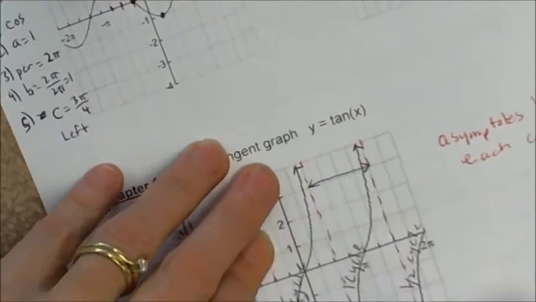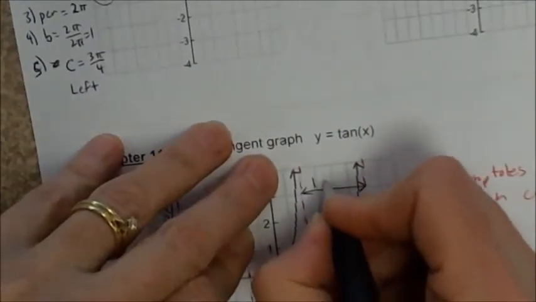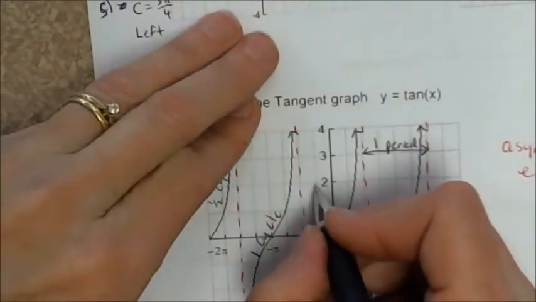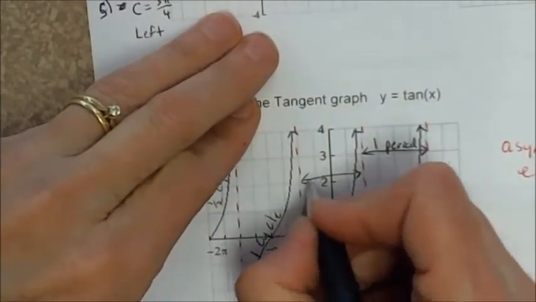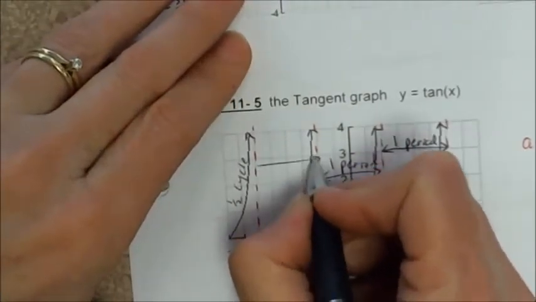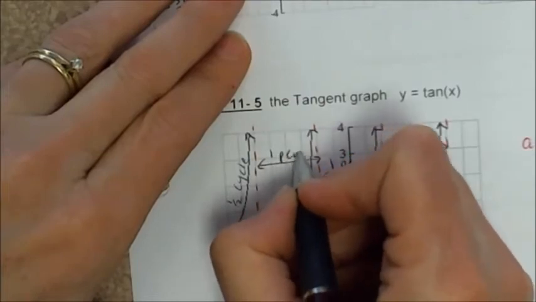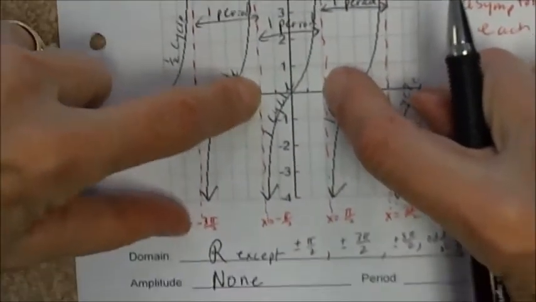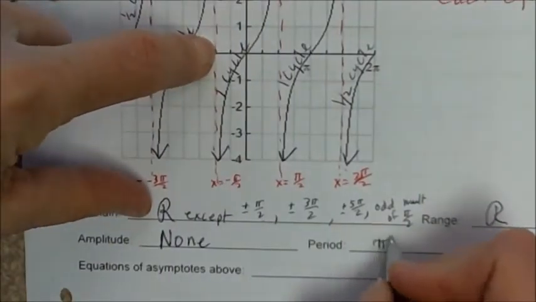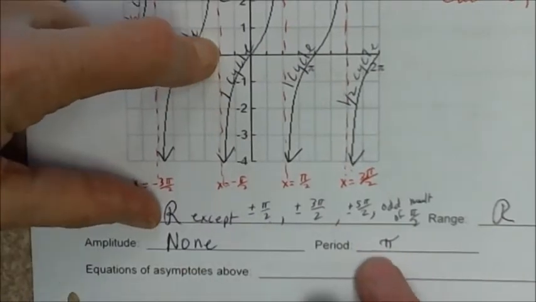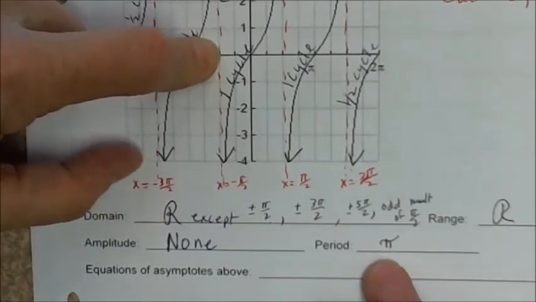The period of this graph, the period is the distance between each one of these asymptotes. So if you want to put a little arrow here, this is one period. One cycle finishes up in one period. So one period between each one of these dotted lines is one period. And how long is the period of this between each one of these dotted lines? The period is equal to pi, which is different because regular sine and cosine has a period of 2 pi. This one is only pi.